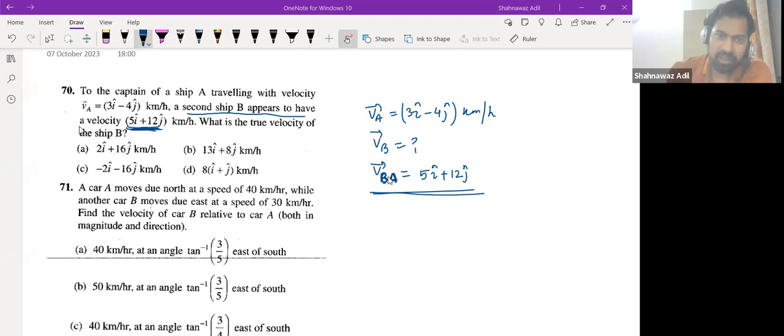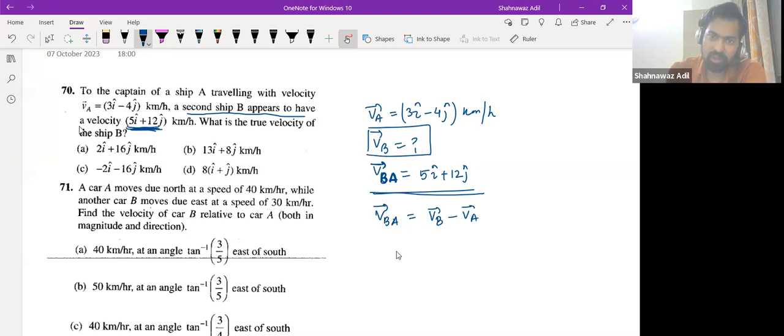Now, is this part clear to you? Because a second ship B appears, which means this is the relative velocity we are talking about. So the relative velocity of B with respect to A. Clear? Yes, sir. So now, what is this relative velocity of B with respect to A? That we already know. It is VB minus VA. Correct? And in the question, this is what we have to find out.